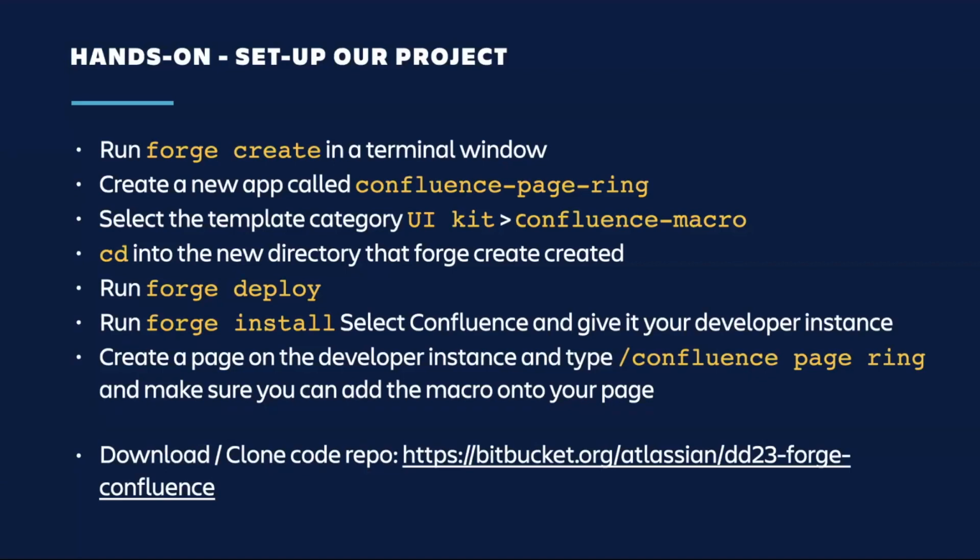And then you're going to go to your Confluence instance that you've created, create a page, and in the body of your page, type / and then start typing Confluence page ring, and you should see the macro that this new app has created available for you to select and add to your page. And if you haven't done it so far at this point yet, you can download and clone the code repo.